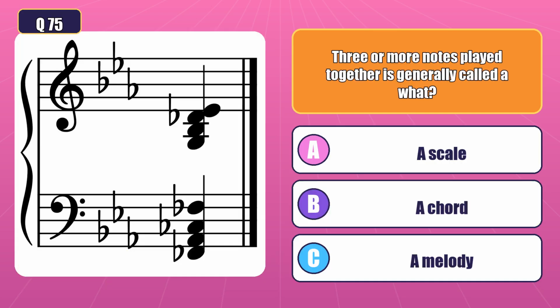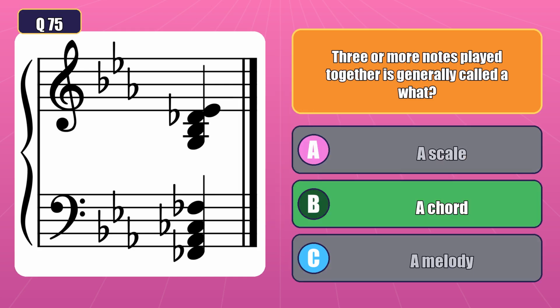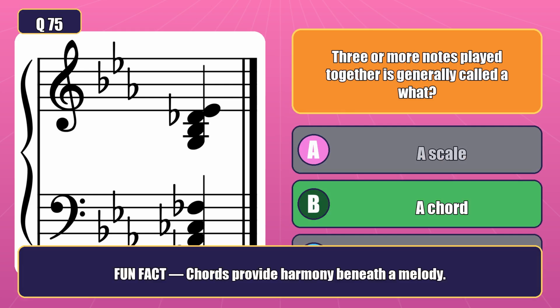Question number 75. 3 or more notes played together is generally called a what? The answer is a chord. Fun fact, chords provide harmony beneath a melody.